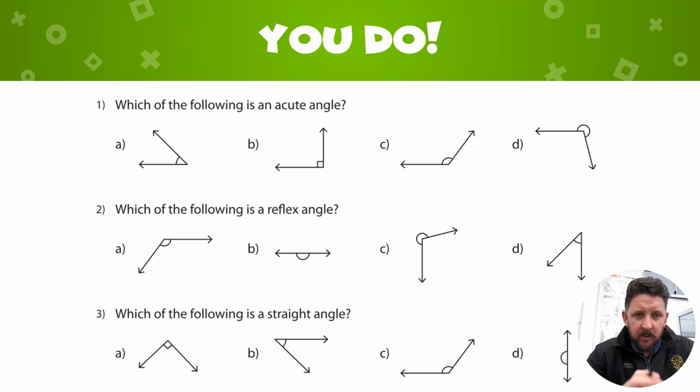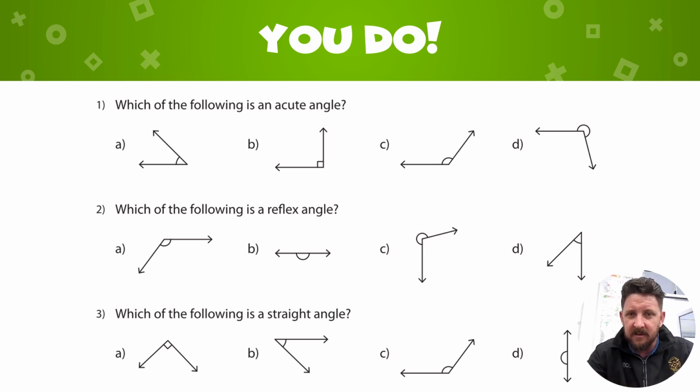Okay, 3 different questions. The first one's asking you which of these is an acute angle. So you have to identify which one's an acute. Now remember, acute being small, that might help you. Which of the following is a reflex angle? You remember that one. You always remember that sound. That'll help you. And the last one there is a straight angle.